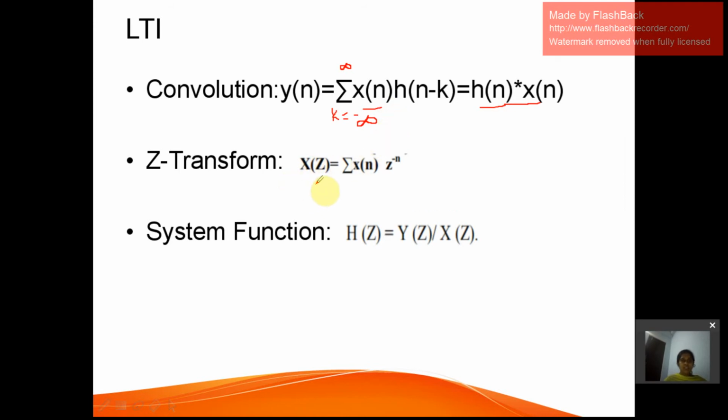Coming to the Z transform, this is derived from the general frequency response of an n point sequence expression. What is that? The expression is X of e power j theta equal to summation n equal to 0 to n minus 1, for a finite length sequence, of x of n times e power minus j n theta.